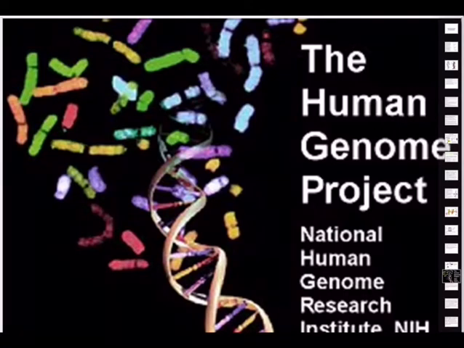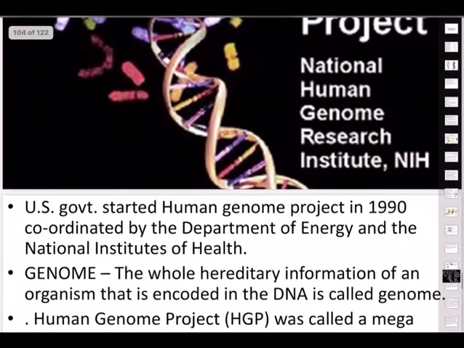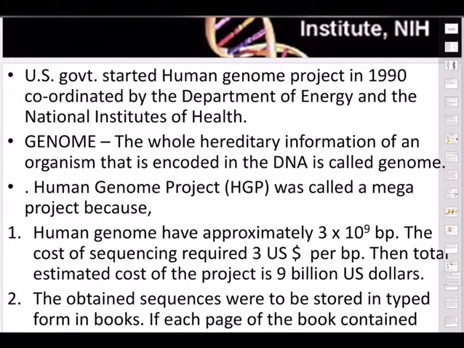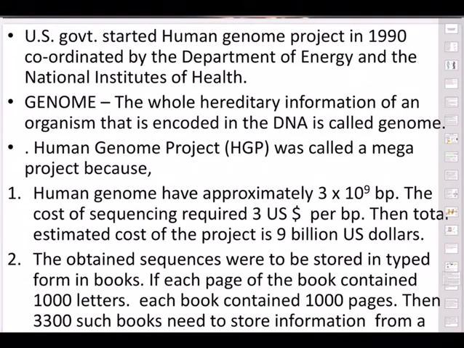It is abbreviated as HGP. It was launched in the year 1990. So the US government started the Human Genome Project in 1990, coordinated by the Department of Energy and the National Institutes of Health. What is genome? The whole hereditary information of an organism that is encoded in the DNA is called genome. All the genes present together in the DNA, that is genome.